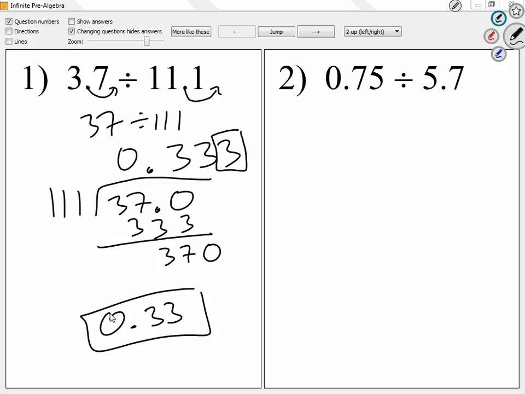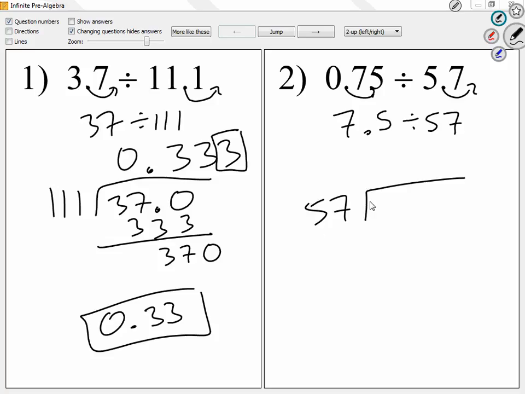All right, question number 2. Remember, the second number should not have any decimal. So I'm going to move my decimal one place to the right. So it looks like 7.5 divided by 57. Once again, I don't care if the first number has a decimal. We don't care about the first number. We look at the second number. No decimals on the second number. So I'm going to write this as 57 goes into 7.5.